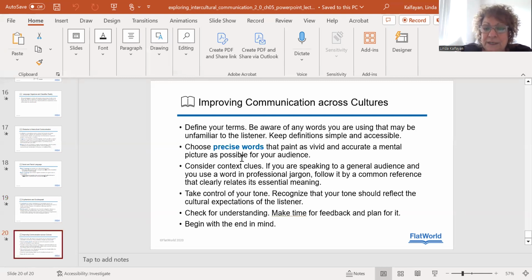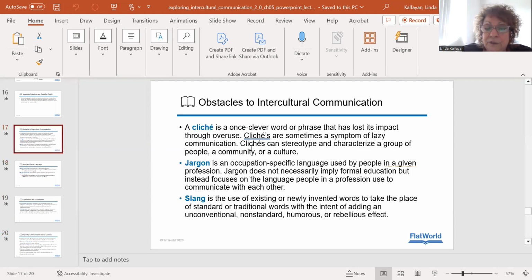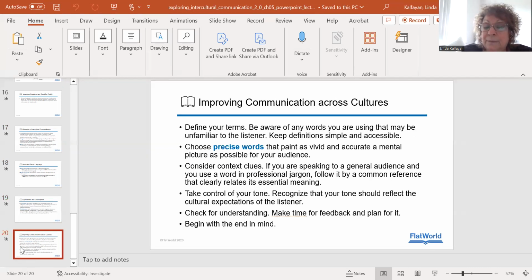Let's skip to using precision of language or precise words. We want to be as close to using precision of language as possible. That's why we have jargon, because jargon is very specific, but someone might not understand that jargon. So it's okay that you also define the jargon, so it is easily understood by all. You want to define your terms, as I just said, when you're using precision of language, especially with jargon. Consider context clues. If you are speaking to a general audience and you use a word in professional jargon, follow it by a common reference.